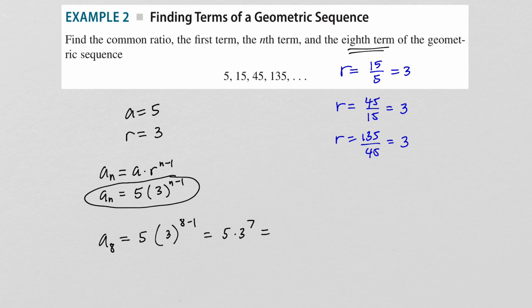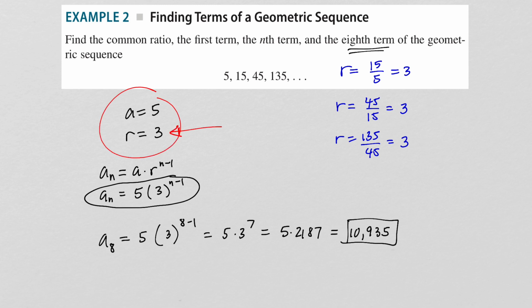So if you go to a calculator and you do 3 to the 7th power, you'll find that that is equal to 2,187. So this is 5 times 2,187. And then multiplying by 5, we get 10,935. And so this is the 8th term. And so again, as you can see, a geometric sequence grows really, really fast, especially or only when really the base, the r, the common ratio, is greater than 1.